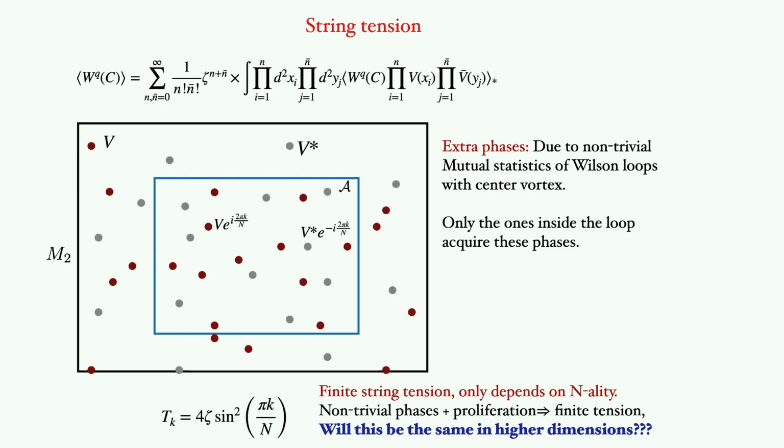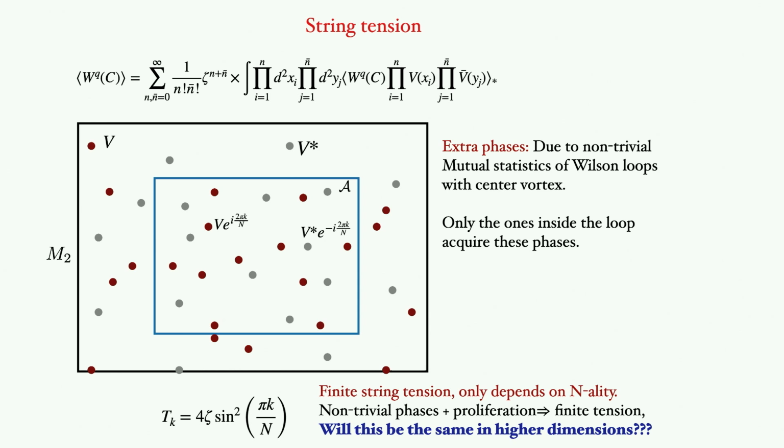What happens when you insert a Wilson loop? Things get more interesting. First of all, this Wilson loop has a non-trivial mutual statistics with these vortices. If these vortices are inside the Wilson loop, they acquire this extra phase. Hence, you can show that for a large Wilson loop, you will get a finite string tension, which depends on the symmetry of the theory.